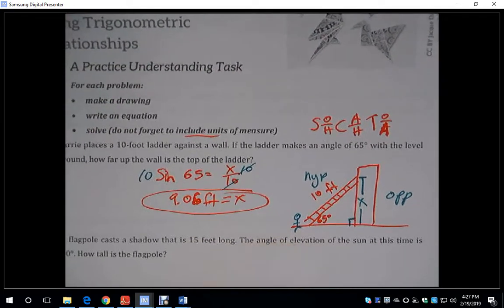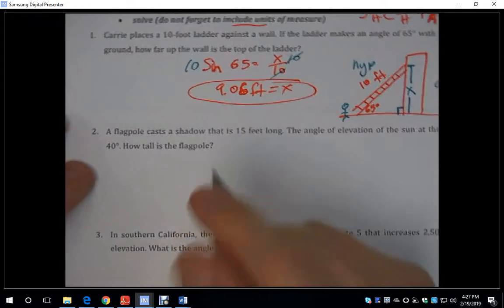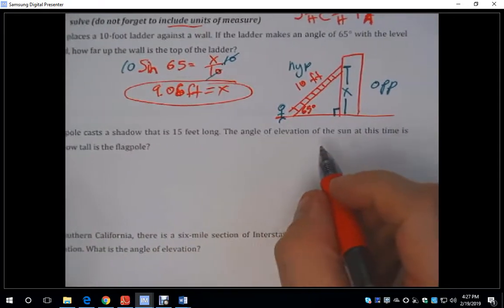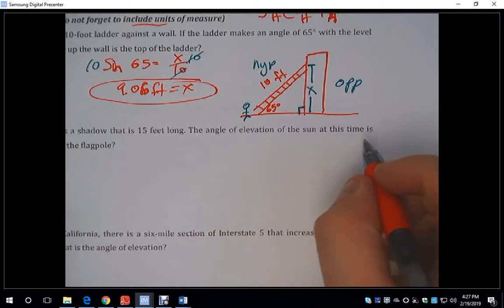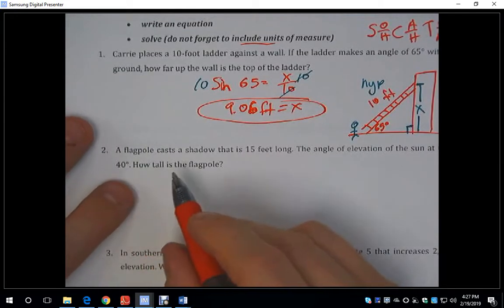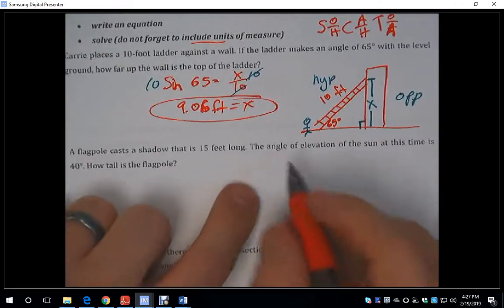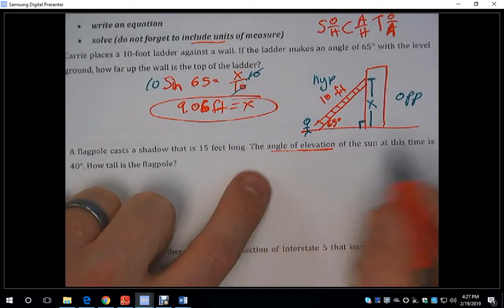All right, let's look at the next problem. It says, a flagpole casts a shadow that is 15 feet long. The angle of elevation of the sun at this time is 40 degrees. How tall is the flagpole? So we probably need to know what the angle of elevation is.